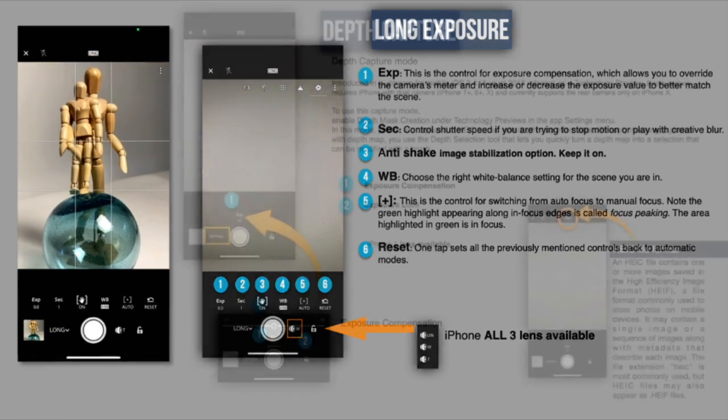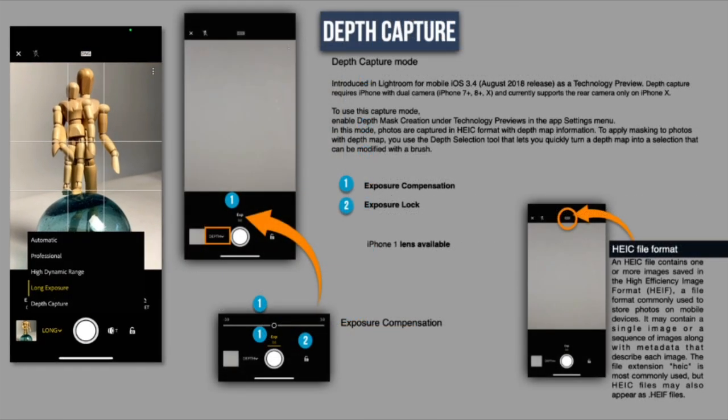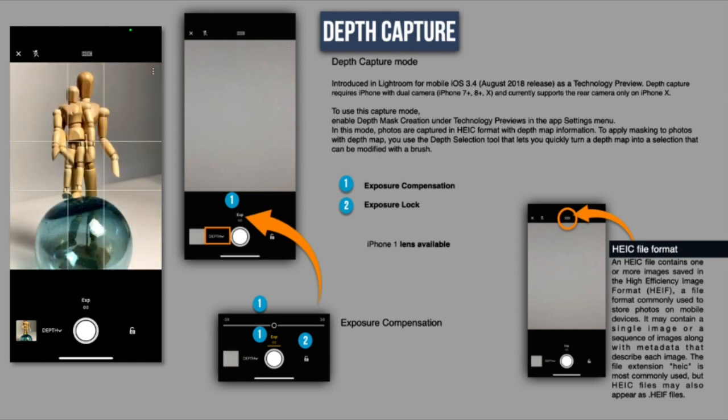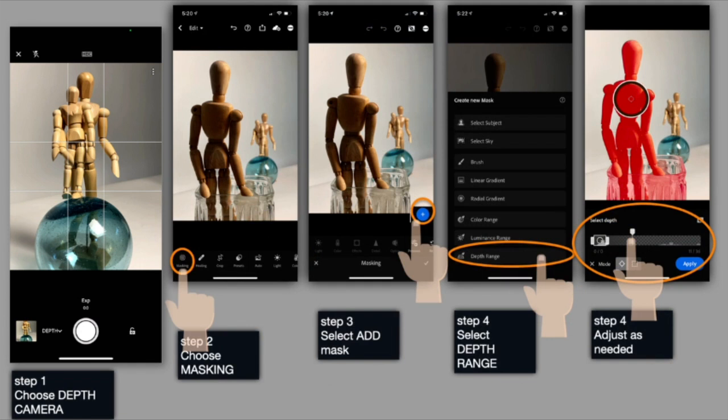Now for my favorite camera of them all, the depth capture. Ooh, I love this camera. So the depth capture really only has 1 lens and some minimal exposure control, but why it's so awesome is it actually allows you to create a mask in Lightroom. Now this is separate from the masking function in the editing modules, but that editing module uses this mask to actually create selective edits. It's super sophisticated and amazing.